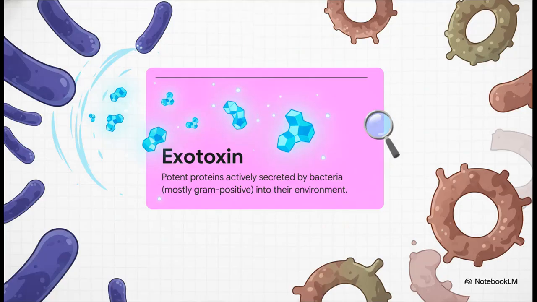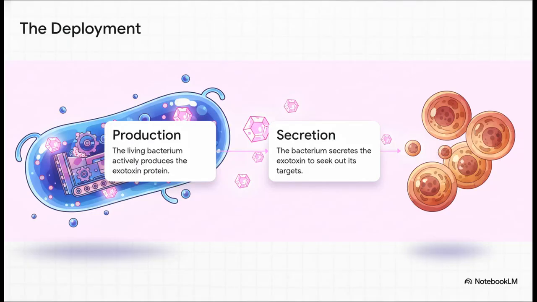So, unlike the endotoxin structural material, exotoxins are proteins, and they're usually made by gram-positive bacteria, though, yeah, some gram-negative ones make them too. But the key takeaway is this. It's a protein that is actively secreted. The bacterium is alive, and it is on the attack. So the whole deployment is different. The bacterium basically acts like a tiny factory, just churning out these little protein missiles, and then it launches them into our body to go find their targets. It's a completely different military strategy.